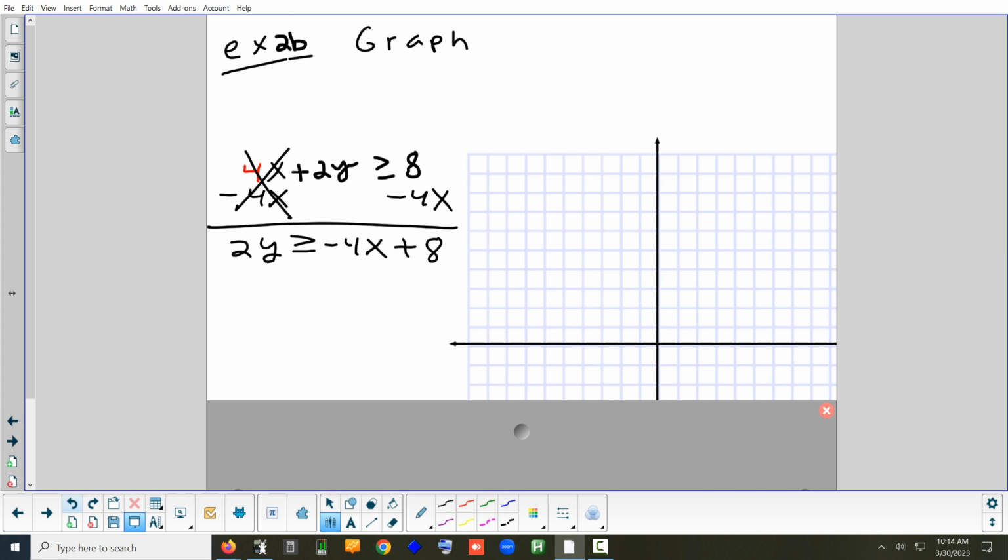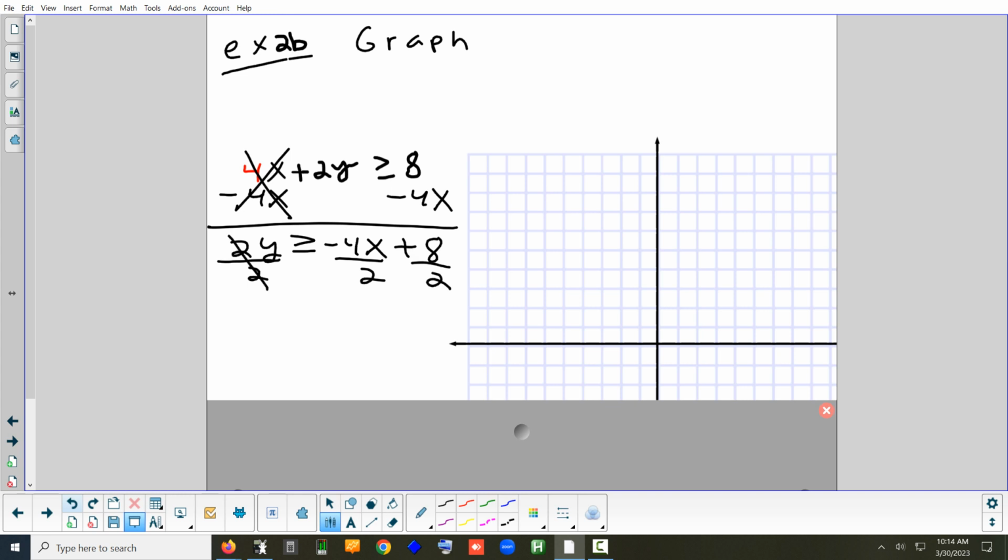Okay. Is that good? Is that the format we want? No. Why are you saying no? Because the y is still not by itself. It's better, but it's not there yet. You still have the 2 with it. So how am I going to get rid of that 2? Yep. Divide by 2. Remember, when you divide, you have to do it everywhere.